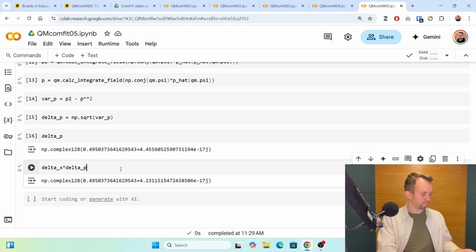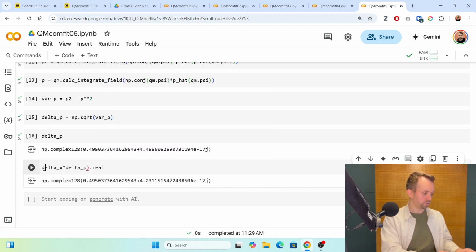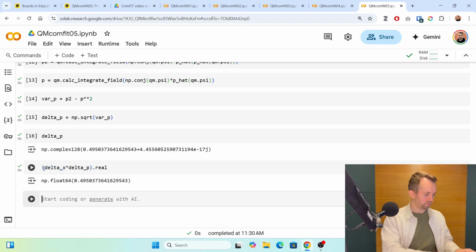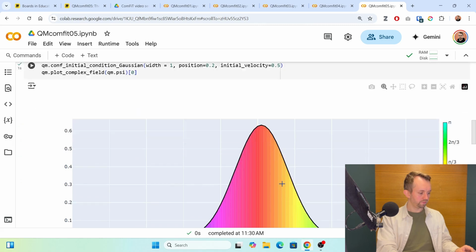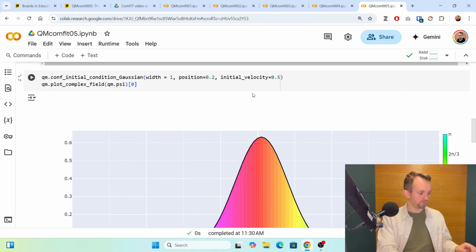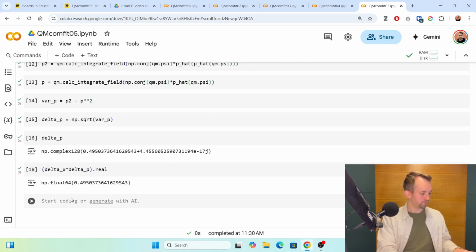then this imaginary part. Now, from this point on, I'm just going to take the real part because I don't want to watch this other part again. So here you can see the value is 0.495 something, something, something. Okay, so this was for this wave function here. So let's try to calculate this ratio for a different wave function.